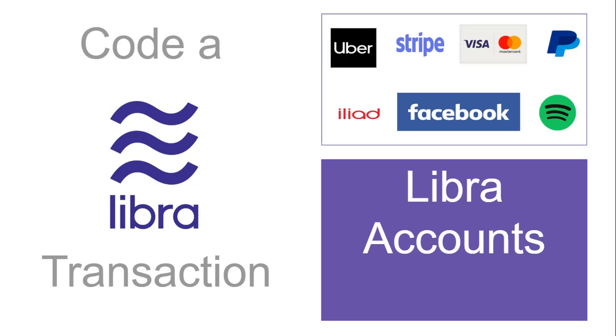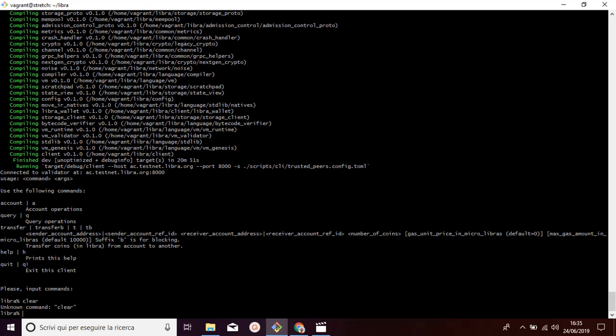This time we're going to see how Libra accounts work. Last time we performed our first connection to the Libra network, and as a result we now see Libra followed by percentage sign. This means that we're ready to run our first Libra command. The first thing that we're going to do is to create a new account. In fact, we will create two, because we need two parties to carry out our first transaction.